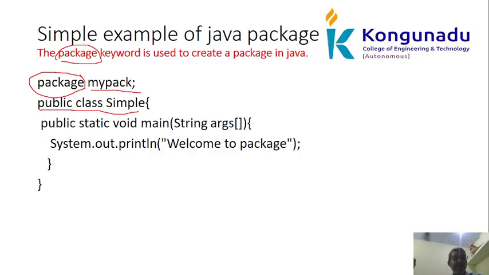Public class Simple, within which there is the main function, and then you can have a printing message, welcome to the package. So you create the package name, and after that you have the class name and then the main function, and it is going to print some values under this package. So this is known as an example program for a package.